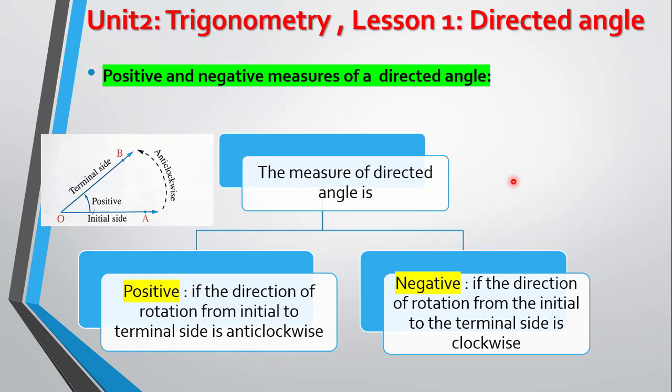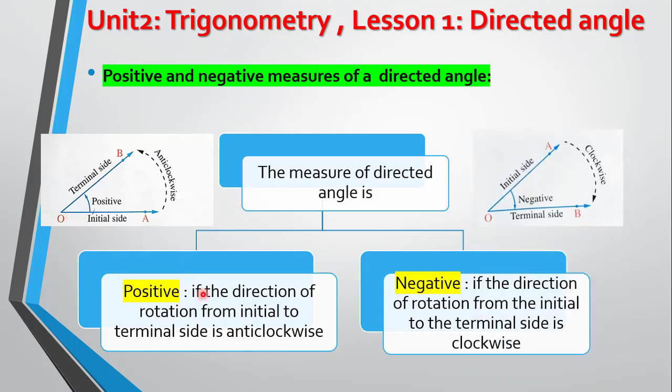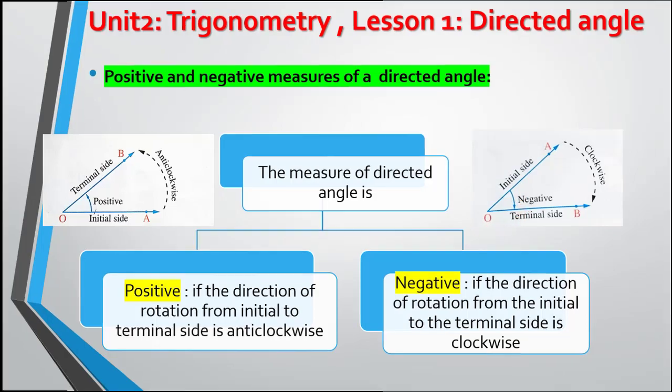From OA to OB, the initial side is OA and the terminal side is OB. This direction is anti-clockwise. So this is a positive direction of this angle. The negative direction is when the direction of rotation from the initial side to the terminal side is clockwise. So this is a negative angle. So I have a positive or negative angle.